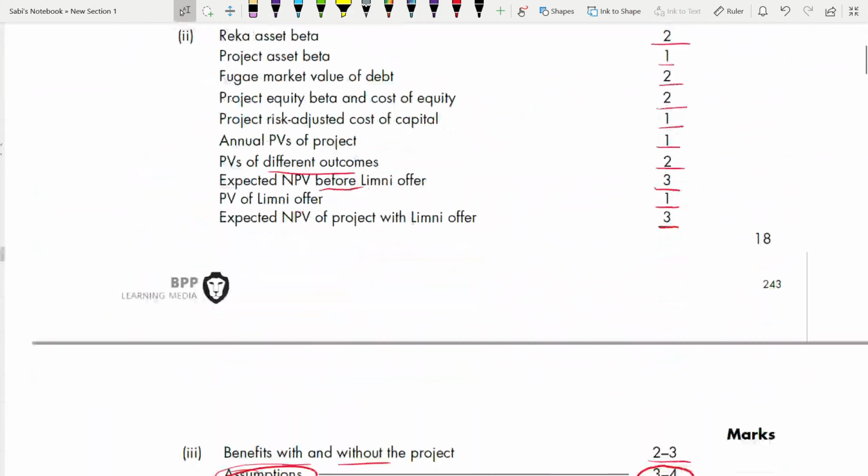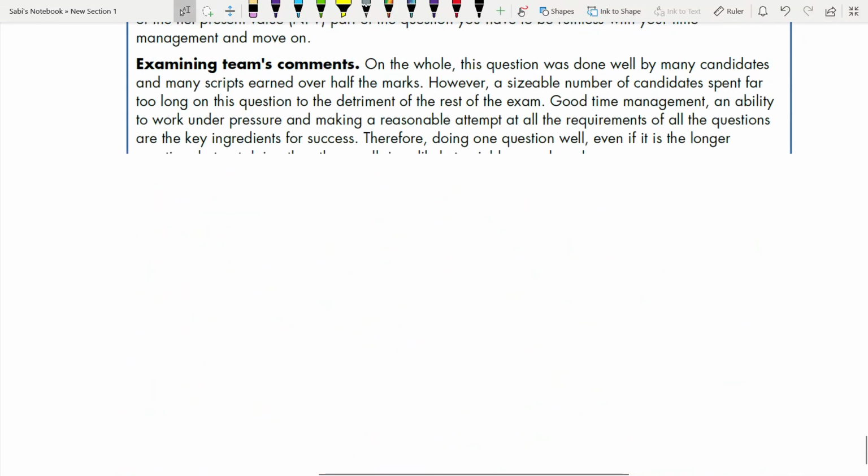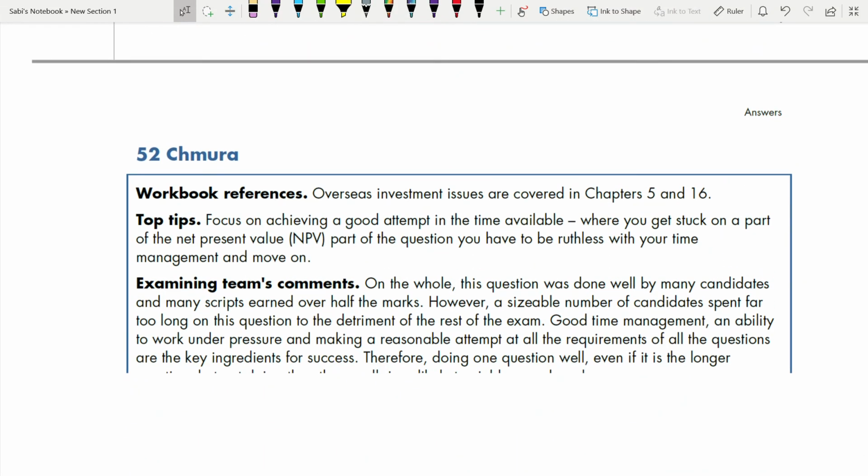Next question is, if I go down, it is 52. And 52, I can see from here, it is an overseas investment issue, right? Where we have net present value. I've told you, net present value and mergers and acquisition, you can expect over and over again. 50 marks question. So get ready for this question. And we also have an option, a real option, I guess, in question 52. I didn't go through this question in detail, but I will be going through it right after this video.